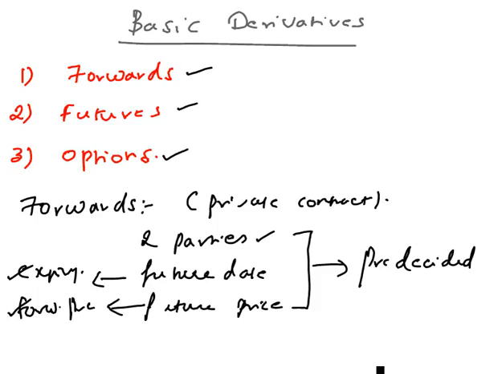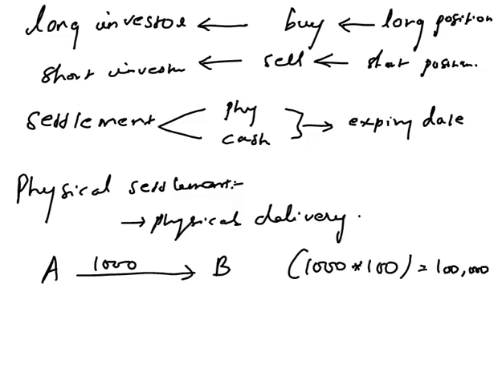So here, the party who agrees to buy on a future date is called a long investor. The party who buys is called a long investor, and is said to have a long position, because he is buying the asset to hold it, expecting that the asset price may go up according to his expectations. So he will hold it for a long time. That's why it is called a long position.